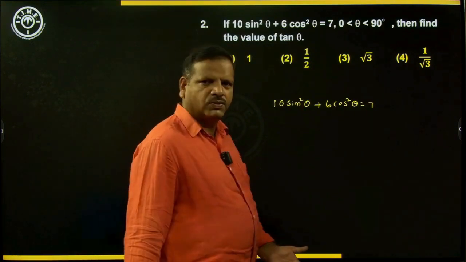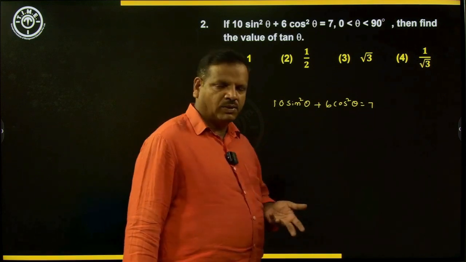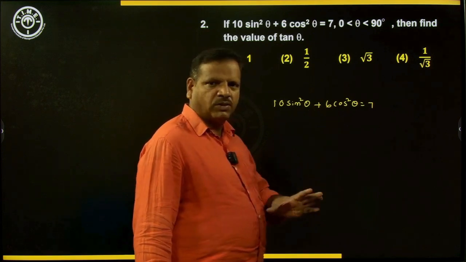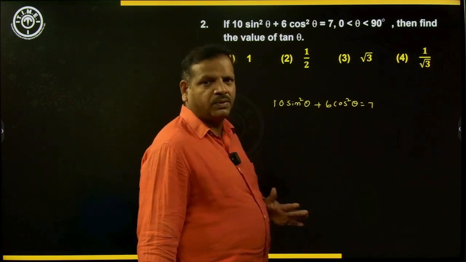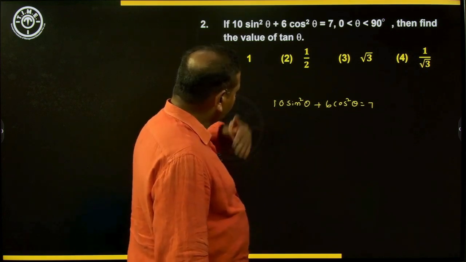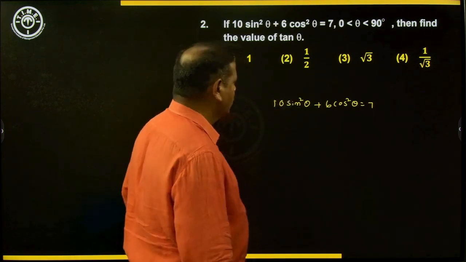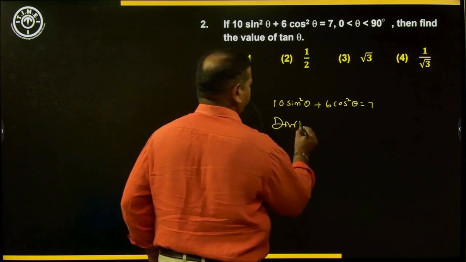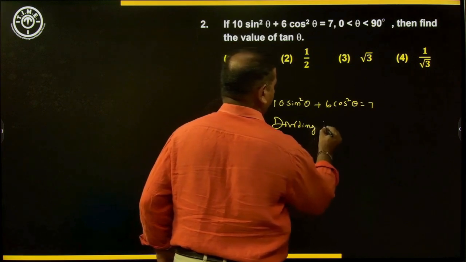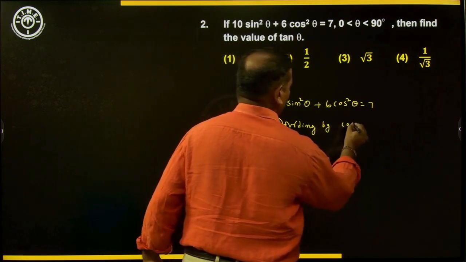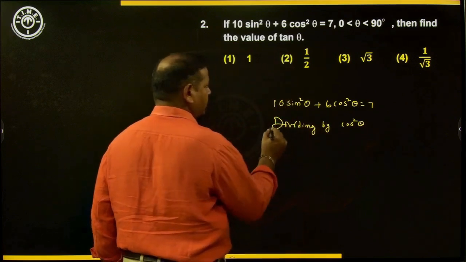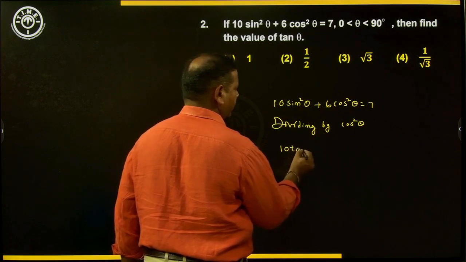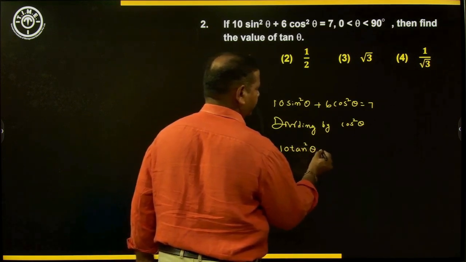See, one of the methods is to write sine square in terms of cos square, or cos square in terms of sine square, find out any one single function value, and after getting that, you can find out tan theta. Or if you want tan theta directly from this, do one thing. Divide on both sides by cos square theta. Then what do you get? 10 sin square theta by cos square theta is 10 tan square theta.